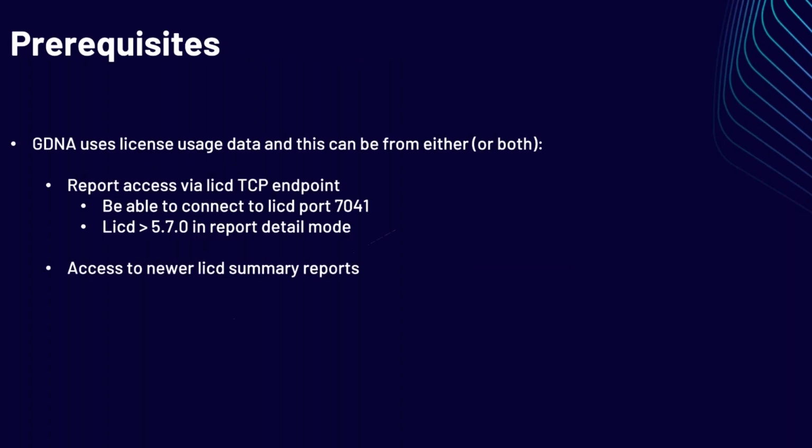So what are the prerequisites? GDNA simply uses the license daemon to get its usage data. So the two main prerequisites are report access via the license daemon and to that endpoint, and the sub prerequisite is that it needs to connect to that port. Out of the box, that's 7041, but it can be whatever you named it. And the license daemon must be greater than 5.70, and it must be run in report detail mode. Again, all this is covered in a lot more detail in our documentation, which we'll point you to very soon. And or access to the new license daemon summary reports.